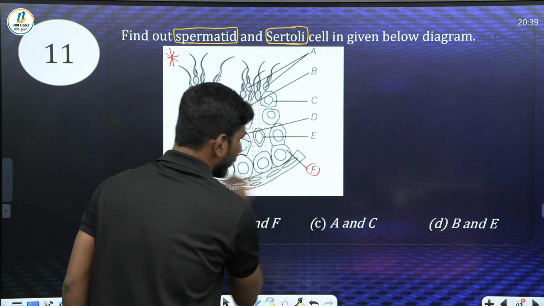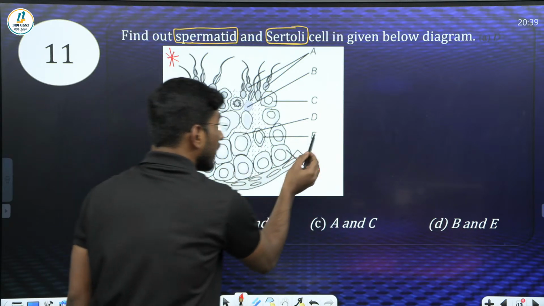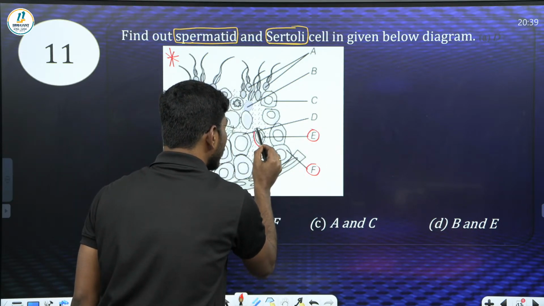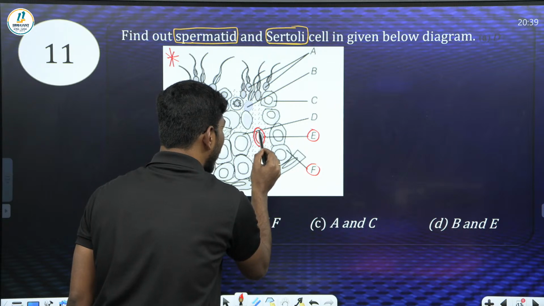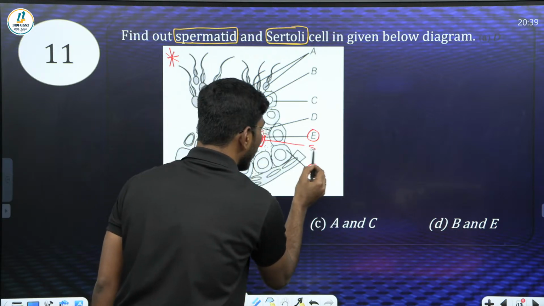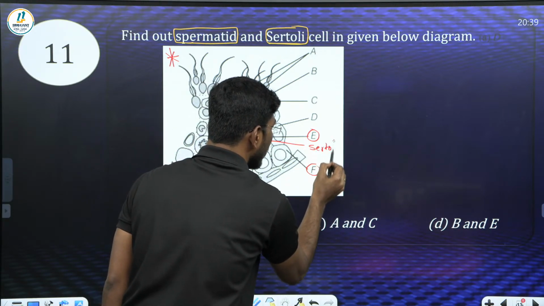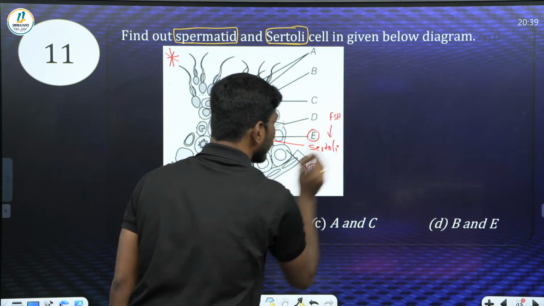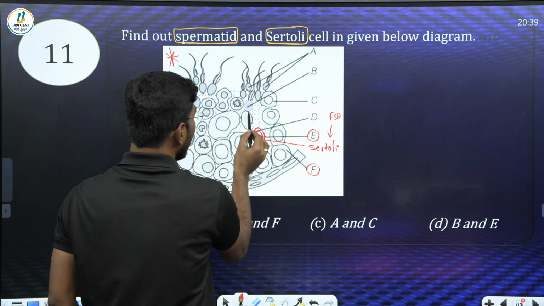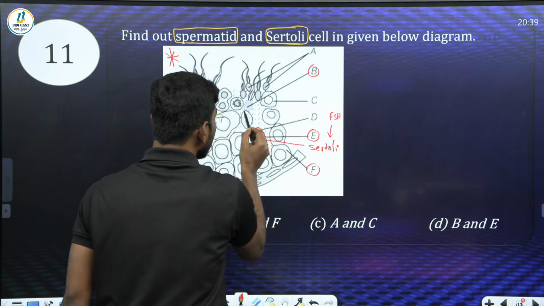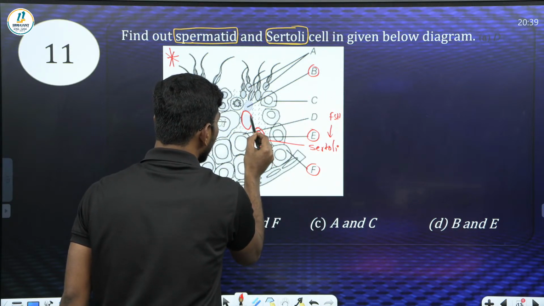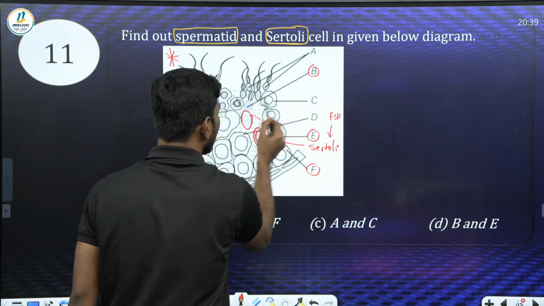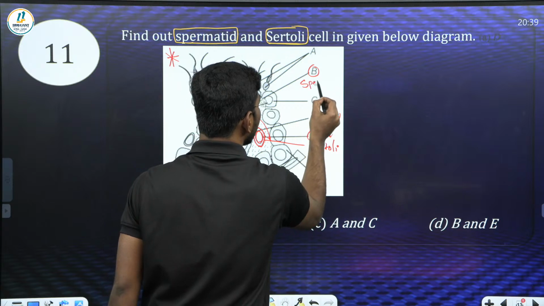We know F is spermatogonia. E, sertoli cell. This is sertoli cell, beta. On this sertoli cell, what hormone acts? Tell me. FSH acts. You got my point. Now what about this one? B, which remains attached to this sertoli, is called spermatid.